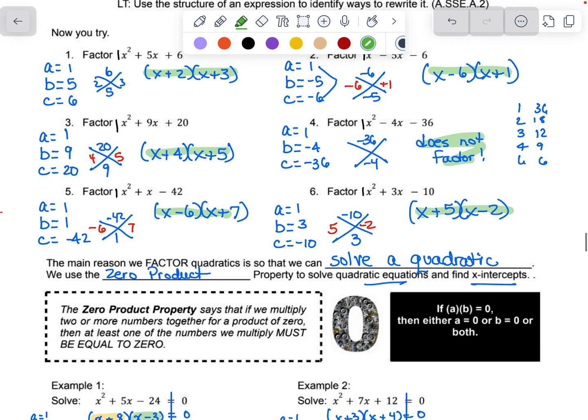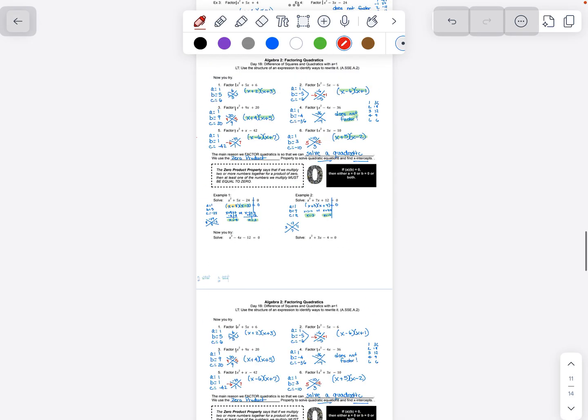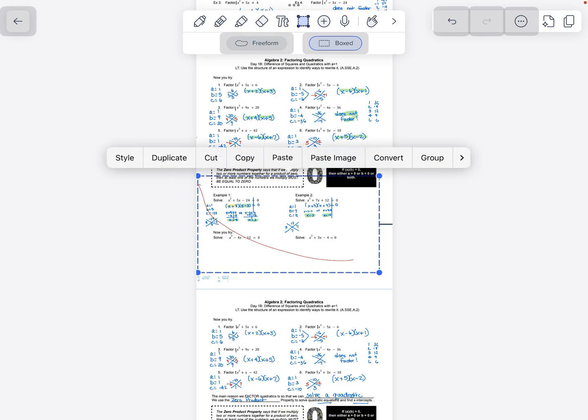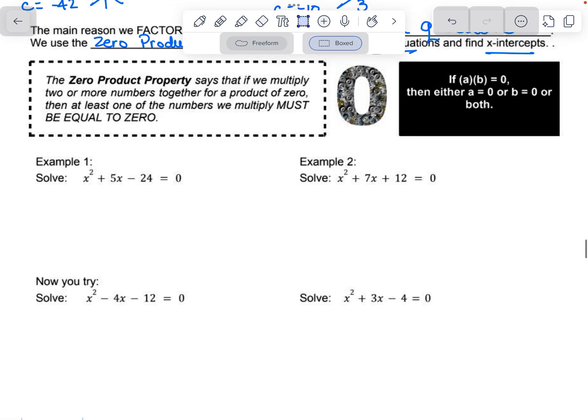And then finally, the reason we factor is so that we can solve a quadratic. Not all quadratics can be solved by factoring, but many of them can, and we can use the zero product property to do that. So let's go through these and see how that works. I'm going to go through each one of these. This will be a good review of all of them.